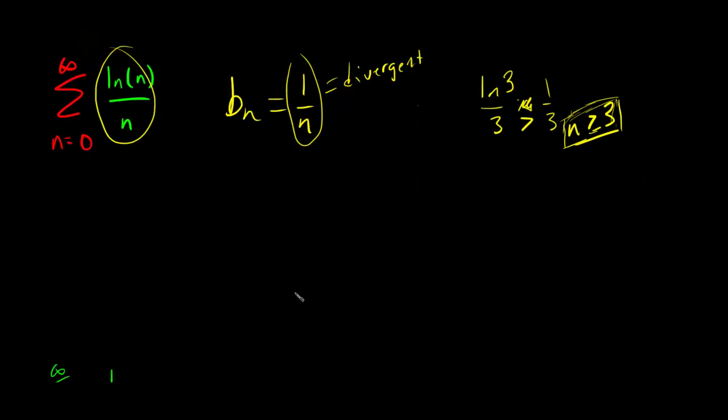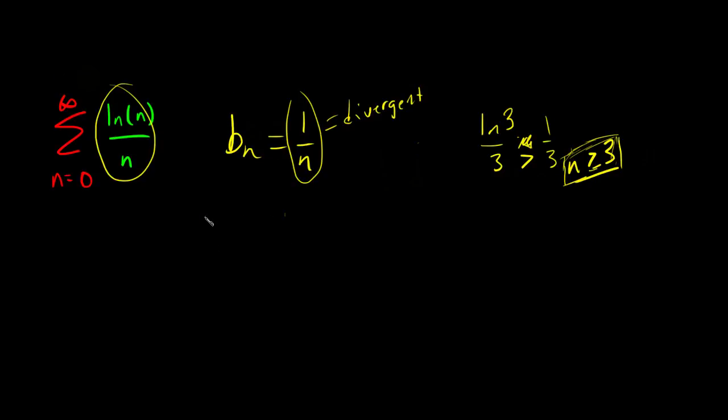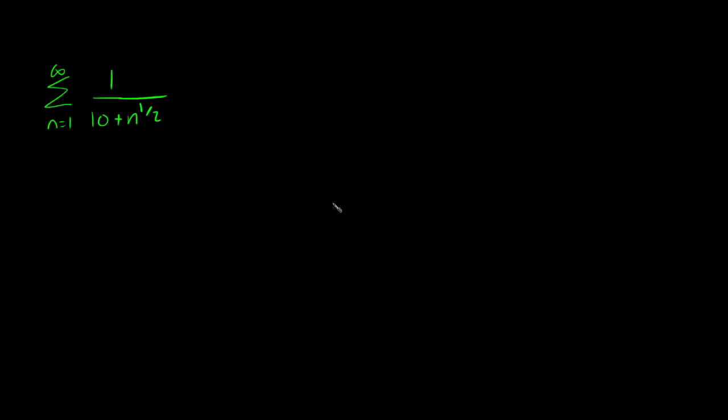So yes, ln of n over n is divergent because it's greater than our b sub n, and our b sub n is divergent.